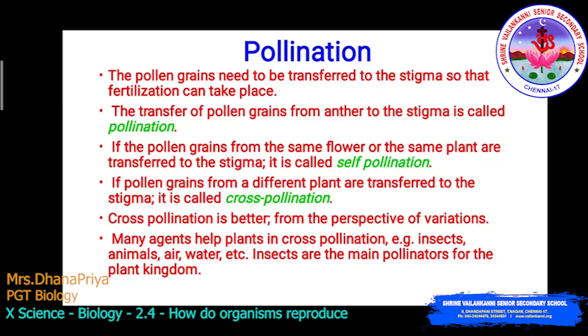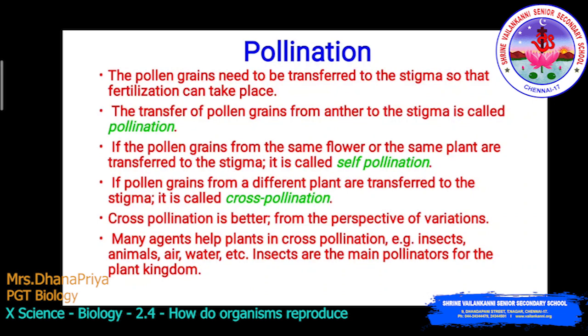Pollination. Okay, now we will just recap. The pollen grain needs to be transferred to the stigma so that fertilization can take place. The transfer of pollen grain from anther to the stigma is called pollination. So pollination is of two types. One is self and the other one is cross pollination.